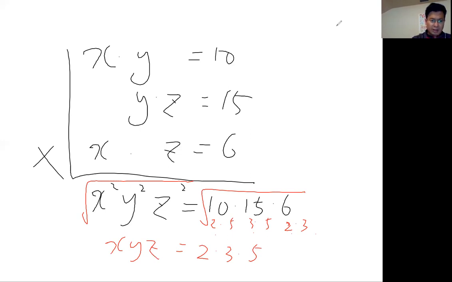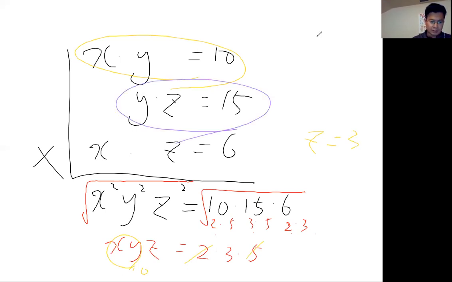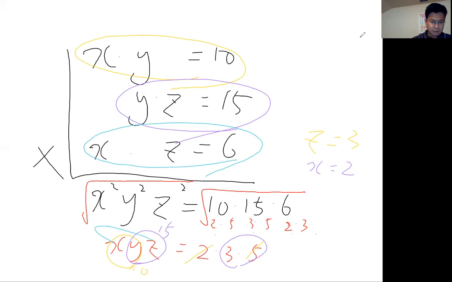After that, since XY is 10, the 10 goes away, so Z has to be 3. Same goes with Y and Z: YZ is 15, then 15 goes away, X has to be 2. And then XZ is 6, 6 goes away, Y has to be 5. So this is a sort of typical question. If you memorize this, it'll be useful.